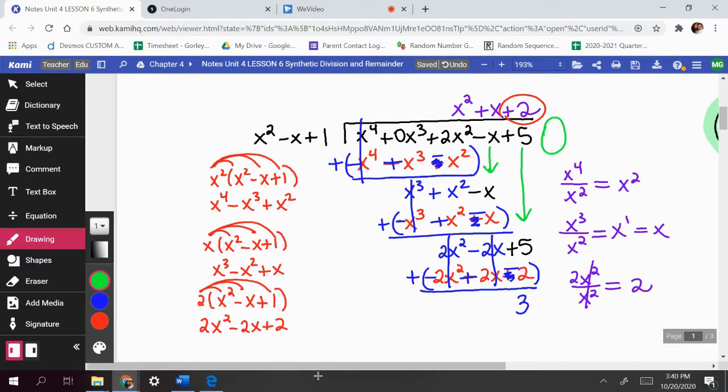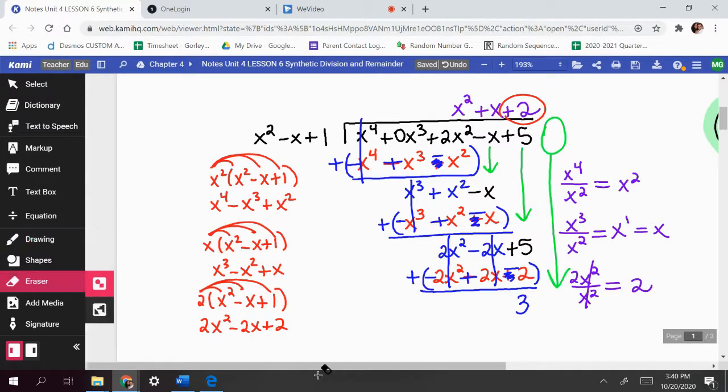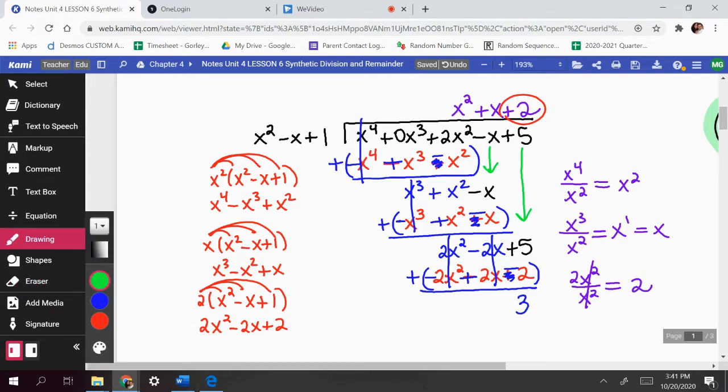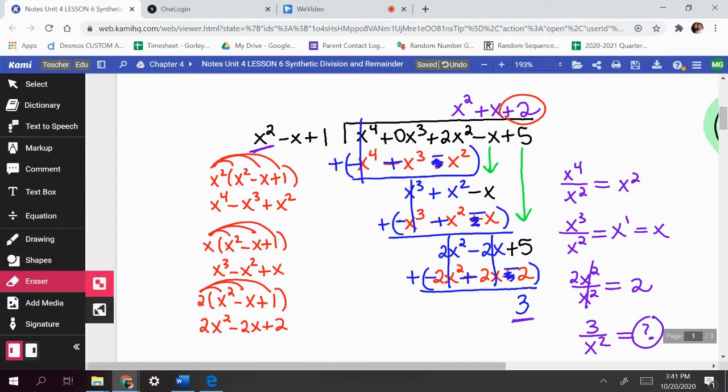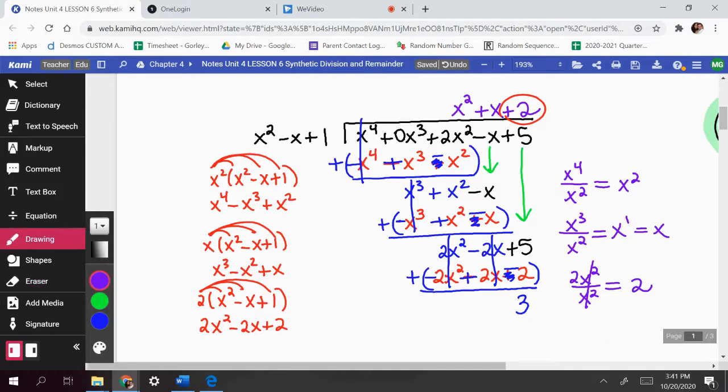Bring it on down. Is there anything left to bring down? Nope. So can I bring it on back? Nope. Also, remember we would do first inner by first outside, right? 3 divided by x squared. See how that does not reduce to something that's not a fraction? Okay. We were going to get a fraction. 3 over x squared is a fraction. So because the degree of the remainder is lower than the degree of the divisor, we just stop there.